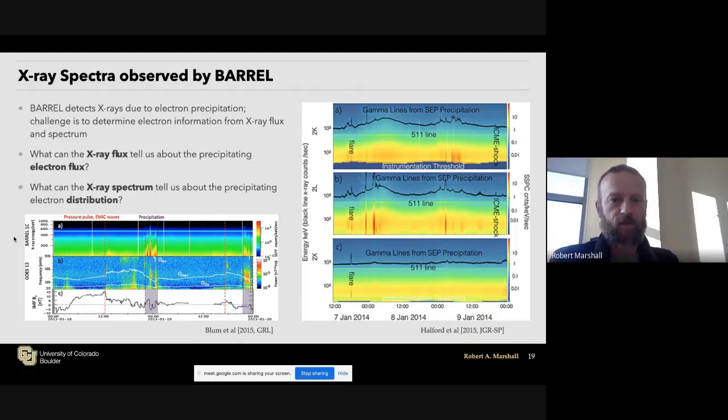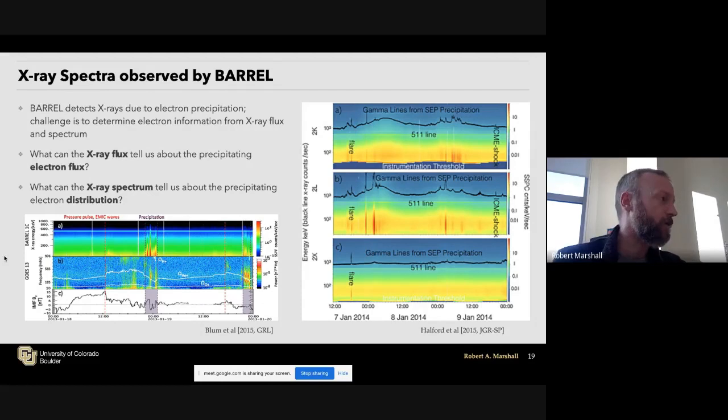Here are some examples of X-ray data, spectra observed by BARREL associated with radiation belt precipitation. I'll point you to the figure on the bottom left and the highlighted region that says precipitation. This is what is seen from these high altitude balloons: an order of magnitude or more enhancement in the X-ray flux between about 100 keV and up to an MeV.